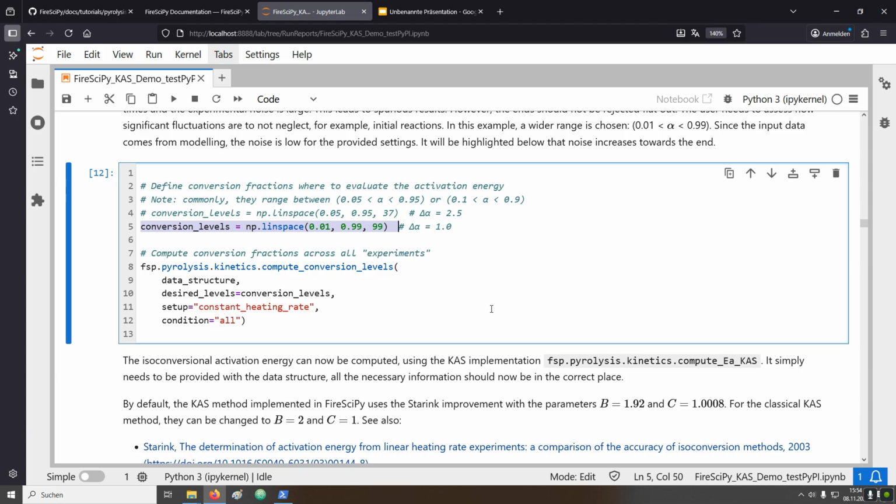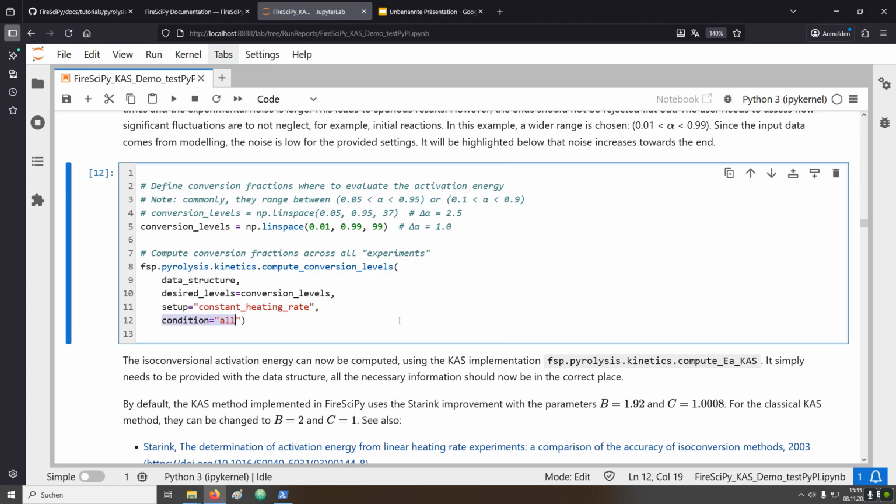Then you will see why pieces are cut off in the beginning and the end. Afterwards, the conversion is computed. The data structure needs to be provided as well as the desired conversion levels. The setup distinguishes between experiments conducted with constant heating rate or isothermal. This information would be provided when the experimental data is stored in the data structure.